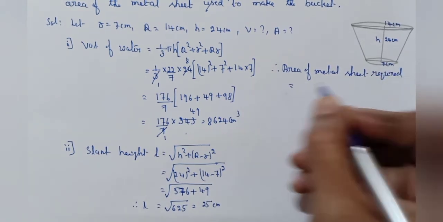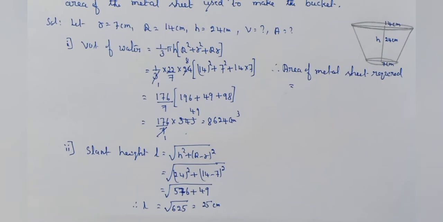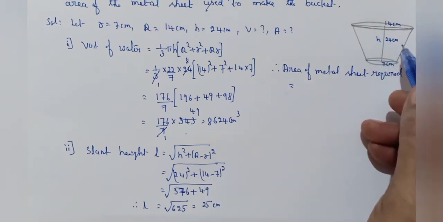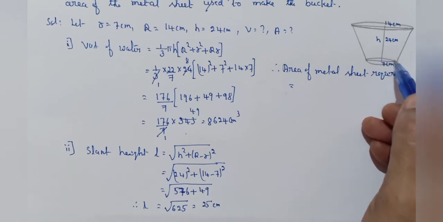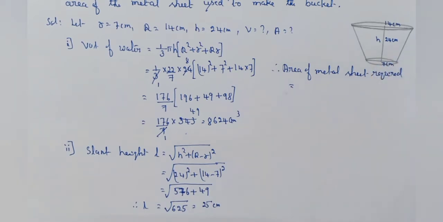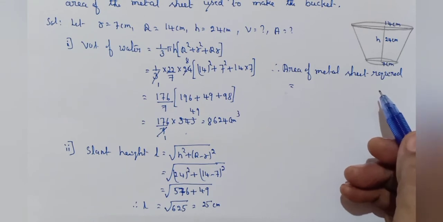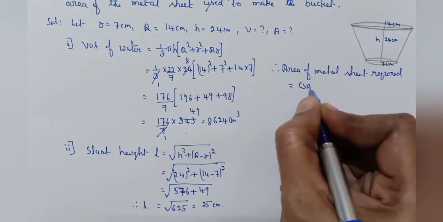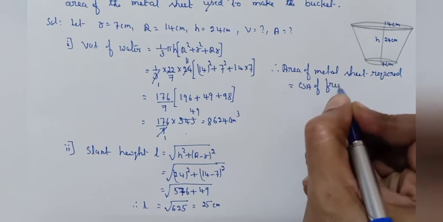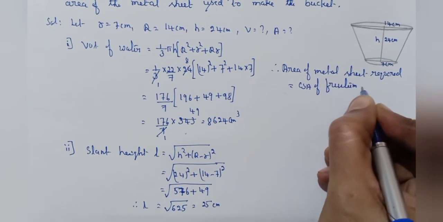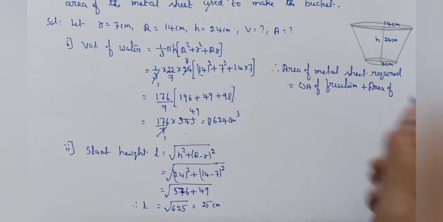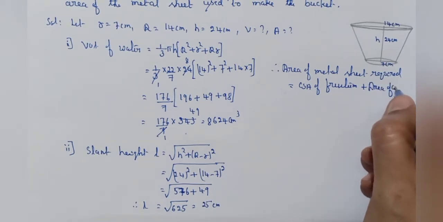is equal to... To find the area of the metal sheet required, we have to find out the curved surface area of the frustum and also the area of the circular base. So area of the metal sheet required is equal to CSA of frustum plus area of circular base.